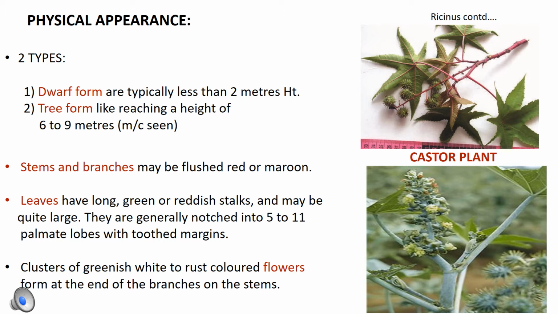In the Himalayan base areas like Nepal, Sikkim, Bhutan, all these Himalayan regions, you'll see a lot of Ricinus plants. The stem or branches may be fleshy or maroon type.